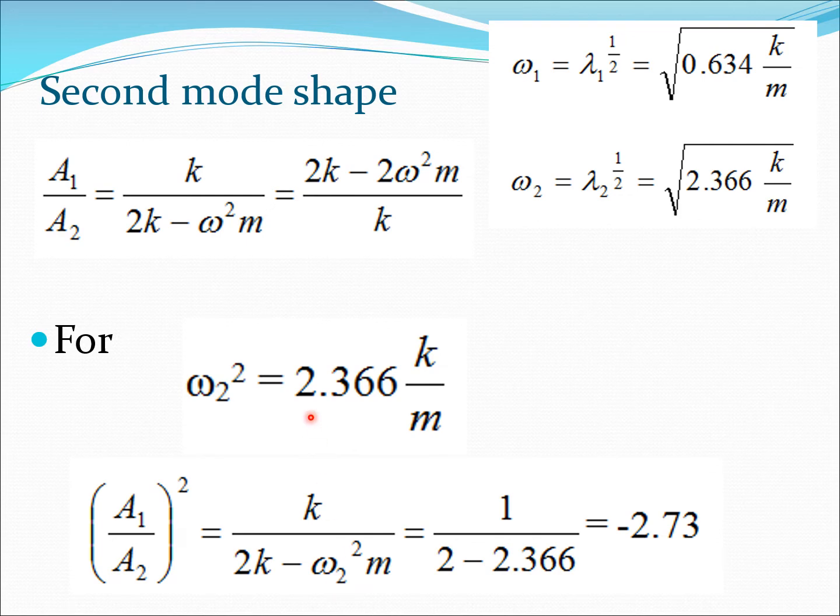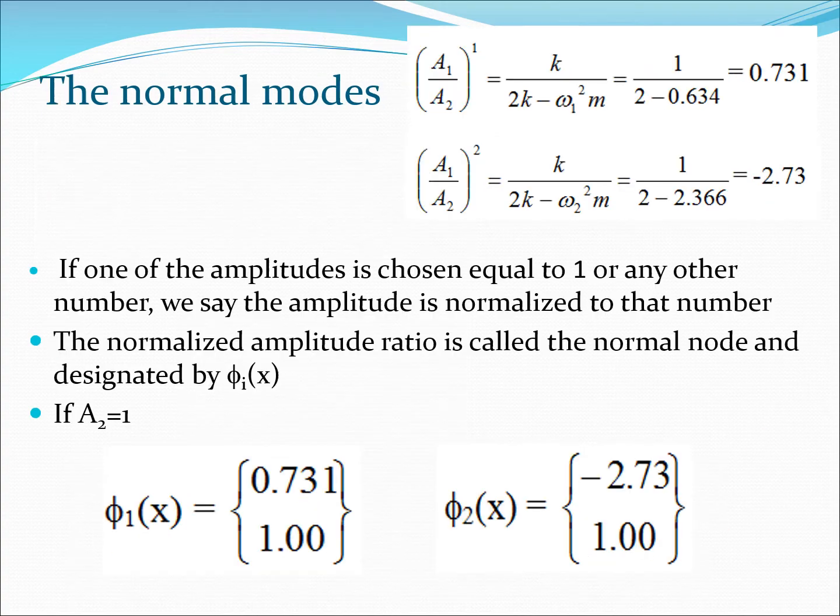So here we have put 2.366 in this location, and after some simplification this leads to minus 2.73. So this is a negative value. You can see here that this is going to be a negative value in the denominator. This yields a negative ratio here. So for the second mode shape, the A1 by A2, and this simply means second mode shape, is minus 2.73. So these are the two ratios we have obtained, where 1 means the first mode, 2 means the second mode.